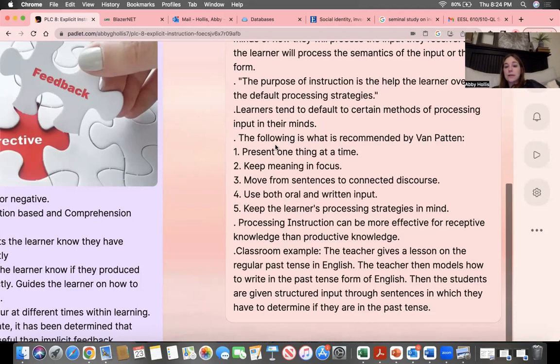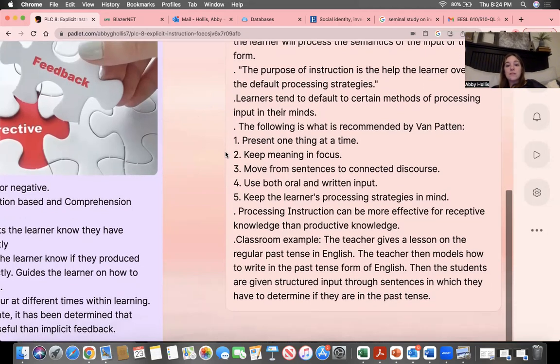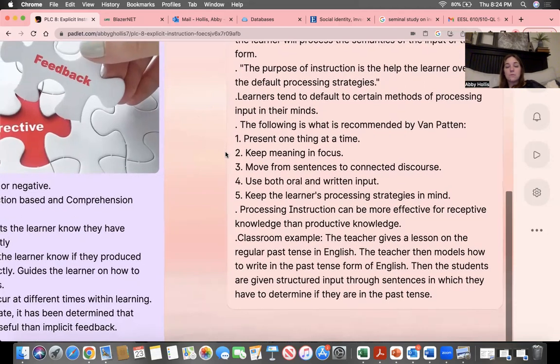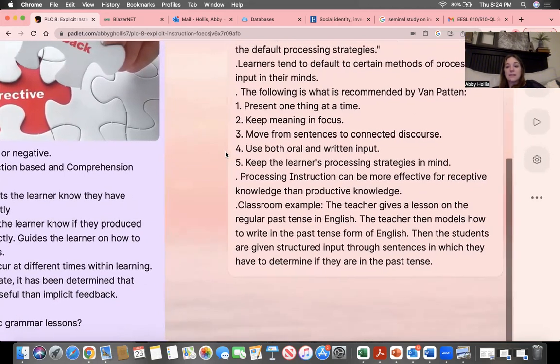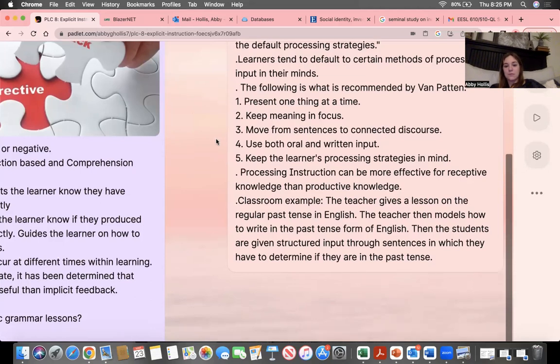So the following is what's recommended by VanPatten: present one thing at a time, keep meaning in focus, move from sentences to connected discourse. So sentences first, and then connected discourse like passages and things like that. Use both oral and written input, and keep the learner's processing strategies in mind. And I think this is super practical for us. And it's really cool to be able to see how teachers can use this, not only in the ESL classroom, but in other classrooms too, in content classrooms too.